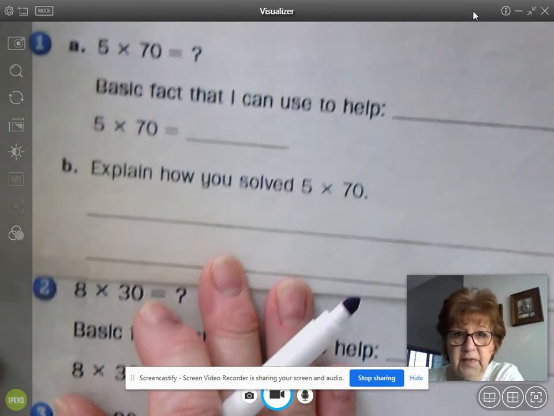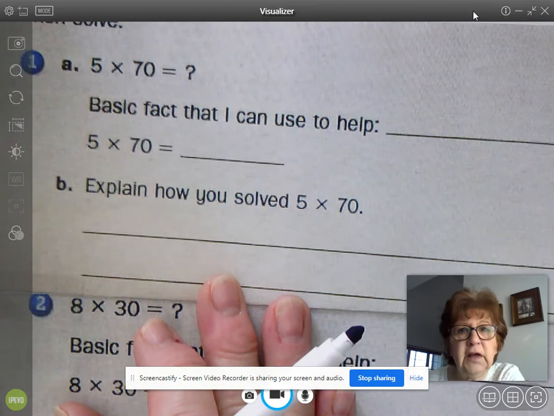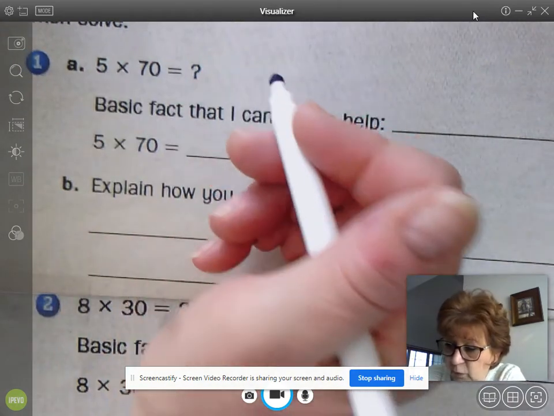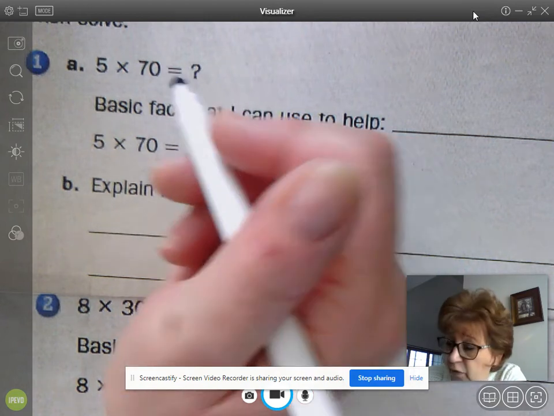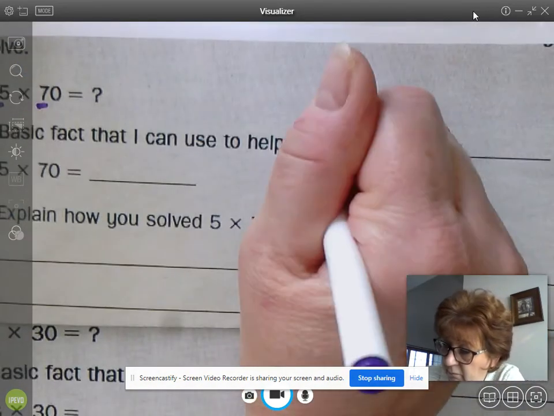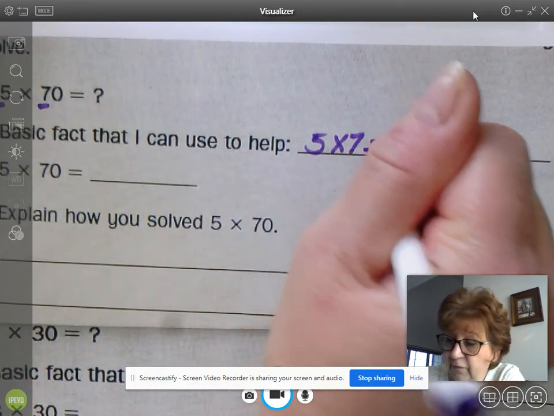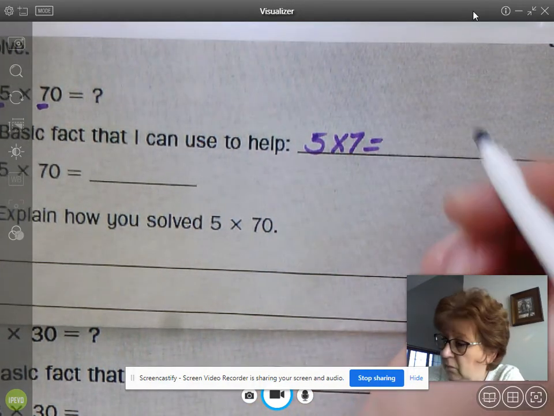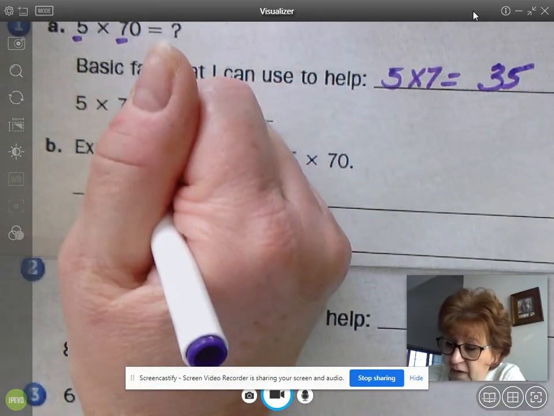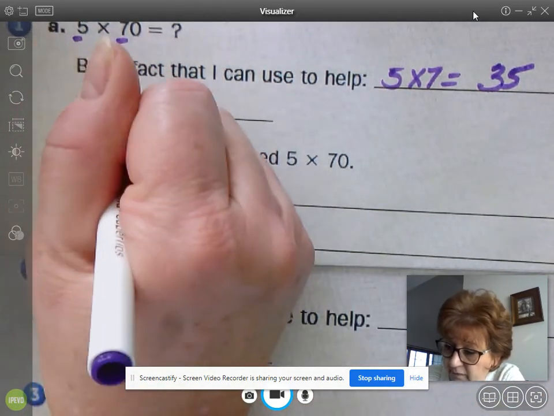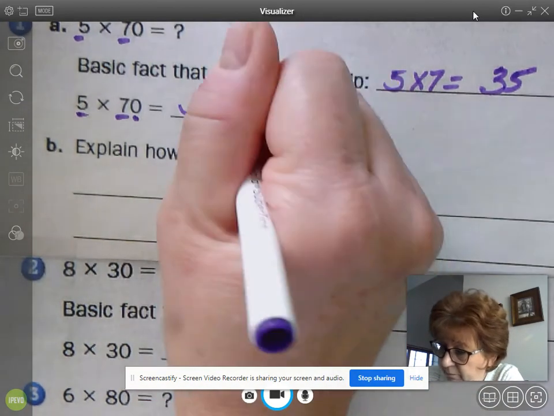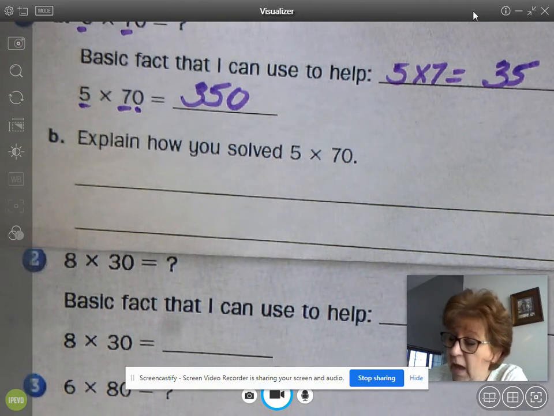All right, so let's be thinking about the basic facts that we can use to help us solve this problem. So if we have 5 times 70, what would my basic fact be for that equation? I would have 5 times 7. And 5 times 7 equals 35. So 5 times 70, I'm going to have my basic fact right there, 35 times 10. 350.